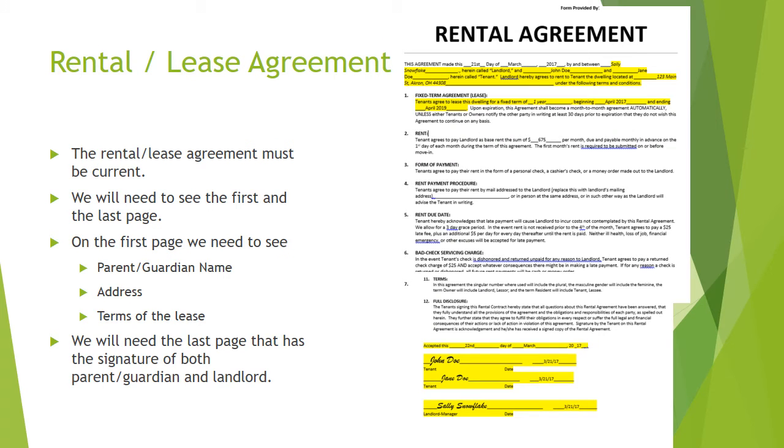Rental or lease agreements. So the rental or lease agreement you submit for proof of residency has to be current. As you can see in the rental agreement example here, it's between Sally and John, and the address is listed on there as well. And the leasing terms are from April 2017 to April 2019. So we only need the first and the last page. On the first page, we need to see the parent or guardian name, the address, and the terms of the lease. And then we need the last page that has a signature of both the parent and guardian and landlord. Those are the only two pages that we need.